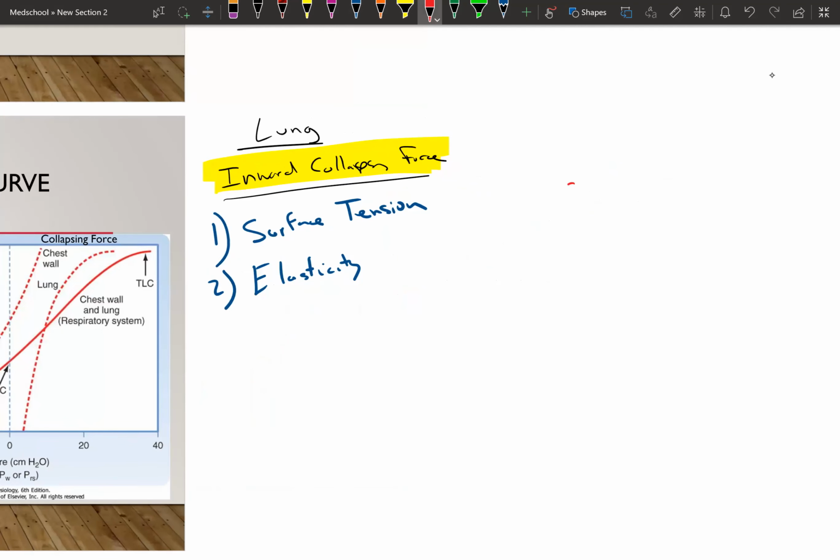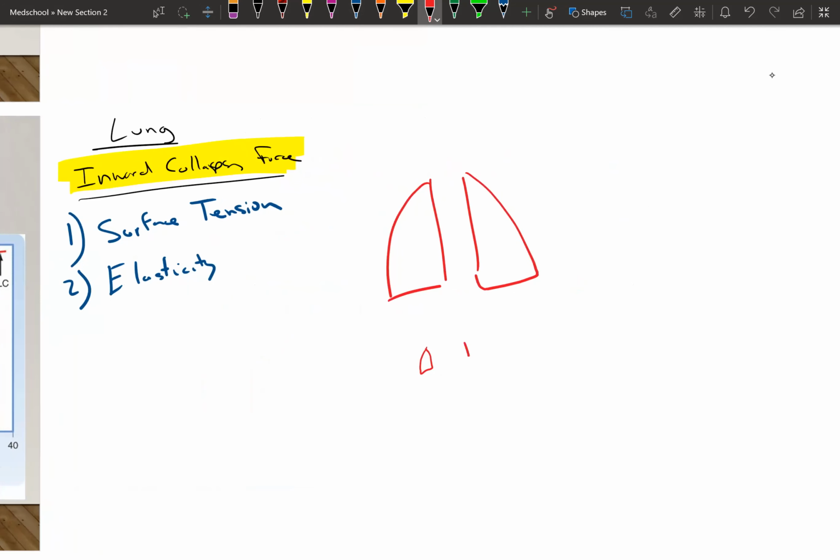So what do I mean by that? I mean that if my lungs are inflated, they don't necessarily want to be inflated. They want to be shriveled down to as small a size as possible, because of surface tension and elasticity causing an inward recoil. So these arrows represent recoil due to elasticity and surface tension. They're just wanting to always collapse.